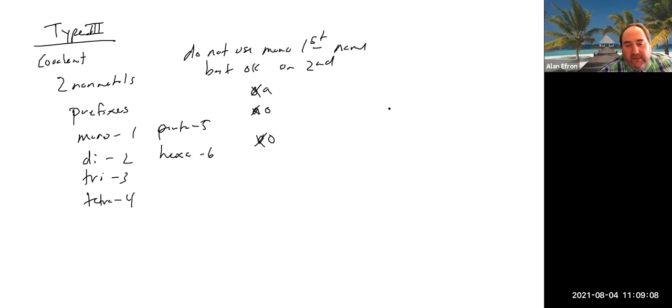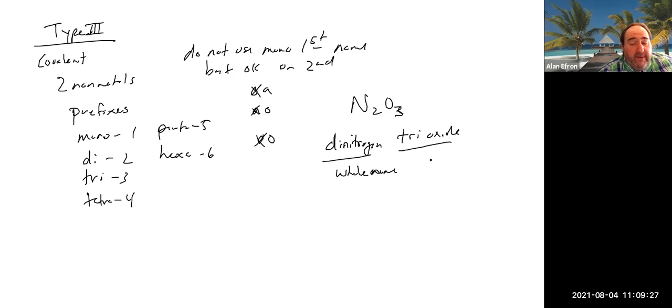So if we have N2O3, this would be dinitrogen, and we use the whole name here on the first element, and trioxide. On the second element we use the appropriate prefix and the nonmetal with the IDE at the end of it.